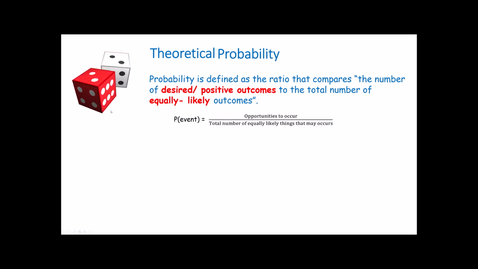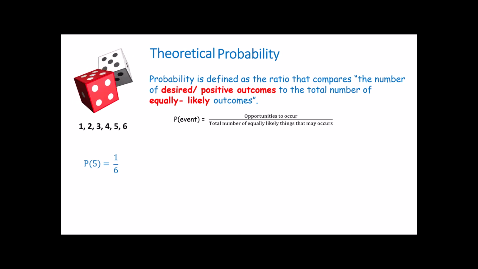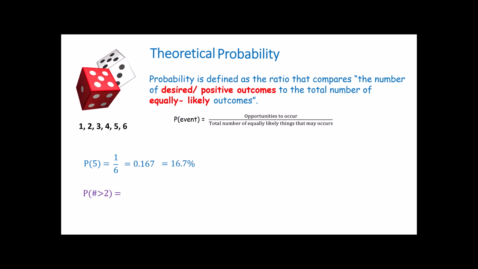For example, if I were to roll a number cube, I know that a six-sided number cube would have the numbers 1, 2, 3, 4, 5, and 6 on it. So if I asked you the probability of rolling a 5, we would say, well, there is 1 5 out of 6 equally likely options, giving us 1/6 as our probability, or more specifically, our theoretical probability. And we turn that into a decimal and a percent. And we did that with a lot of things.